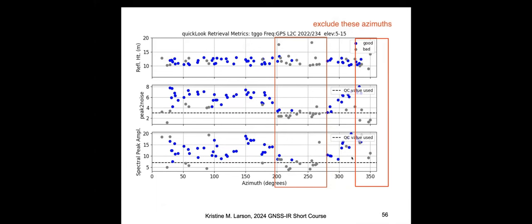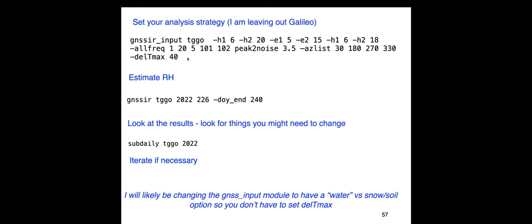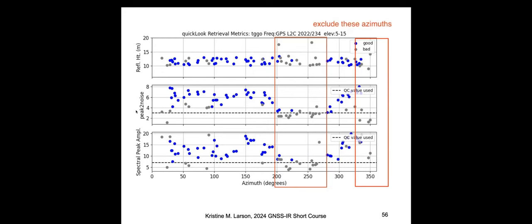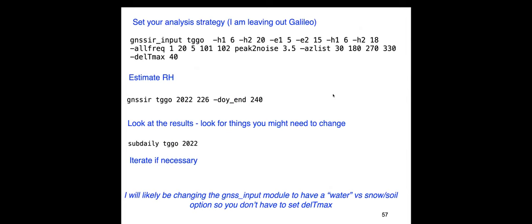So the input commands may look complicated, but basically it's just quantifying what you're seeing here. Remove these two azimuths, use peak to noise values that come from here. Perhaps you want to pick an amplitude value from here. I'm going to use these elevation angle ranges and those height ranges. The command to estimate the reflector heights really just has the name, the year, and the days. And then to consolidate and turn them into water level, you just say subdaily, the station name and the year.